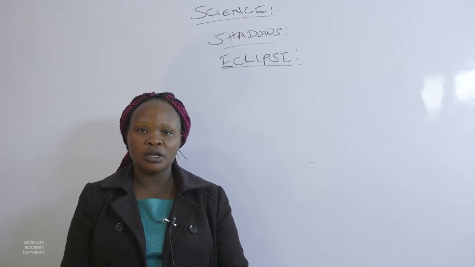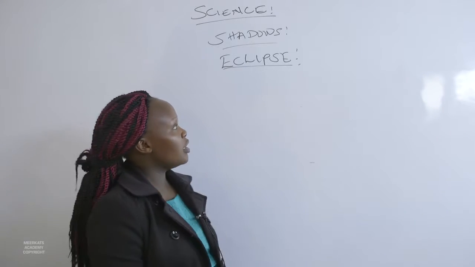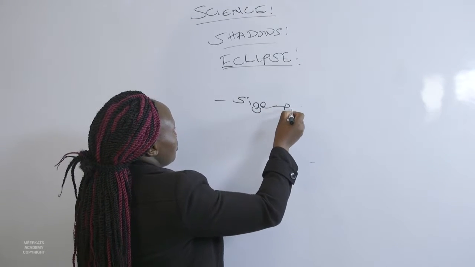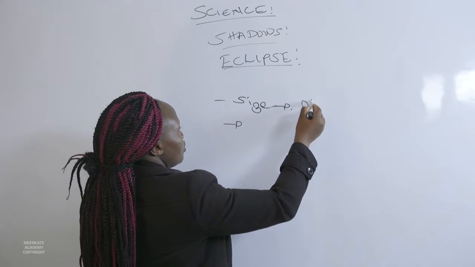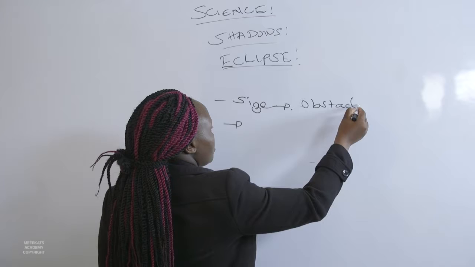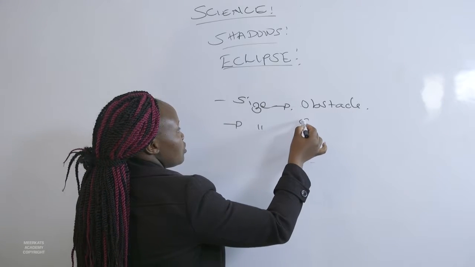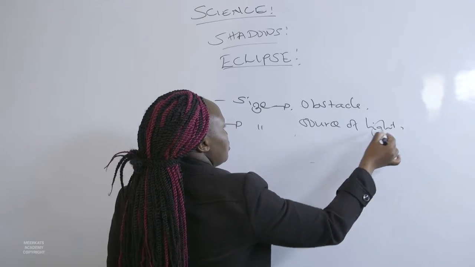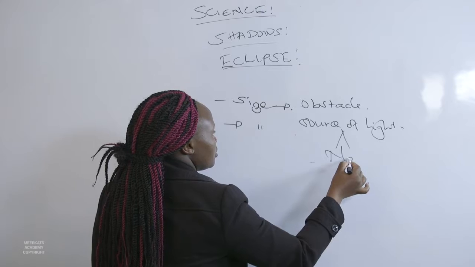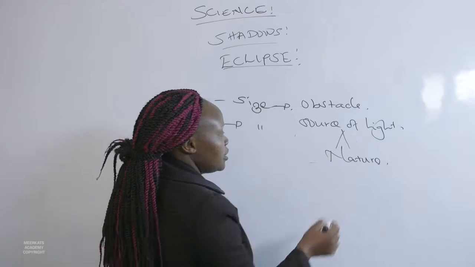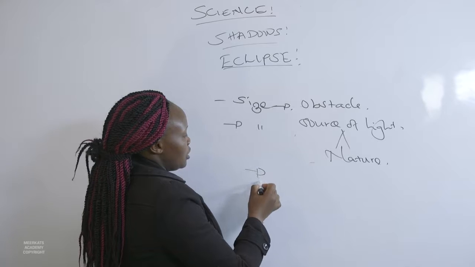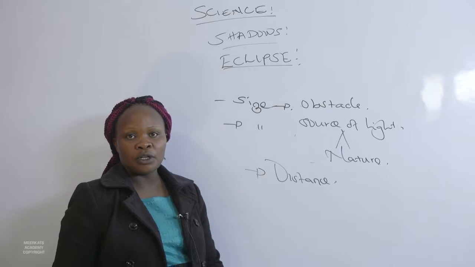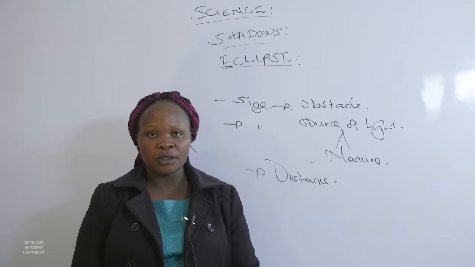Now, we went even as far as looking at the factors that contribute to the different types of shadows that we can form, where we discussed the size of the obstacle. You could talk about the size of the source of light, or the nature of the source of light, and you can also talk about the distance of the source of light from the obstacle.